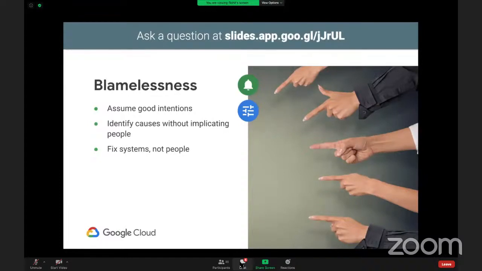Remember, operations is an engineering problem. When things go wrong, look for flaws in the system that allowed things to go wrong. Now, it's important to understand that some of these fixes may still involve people. For example, lack of incident response training is a systemic problem that needs to be solved by people training in practice.